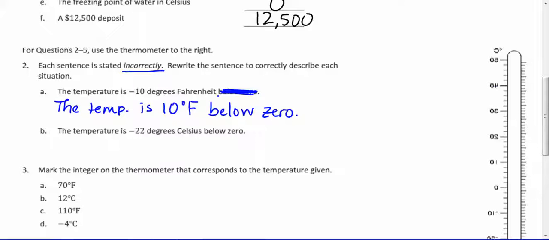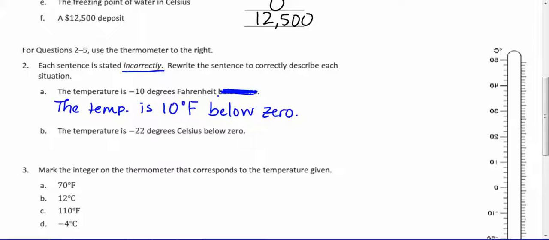Part B says the temperature is negative 22 degrees Celsius below 0. So what's one way we could fix that? How can we fix that second statement? Sophia? The temperature is 22 degrees Celsius below 0. Very good.